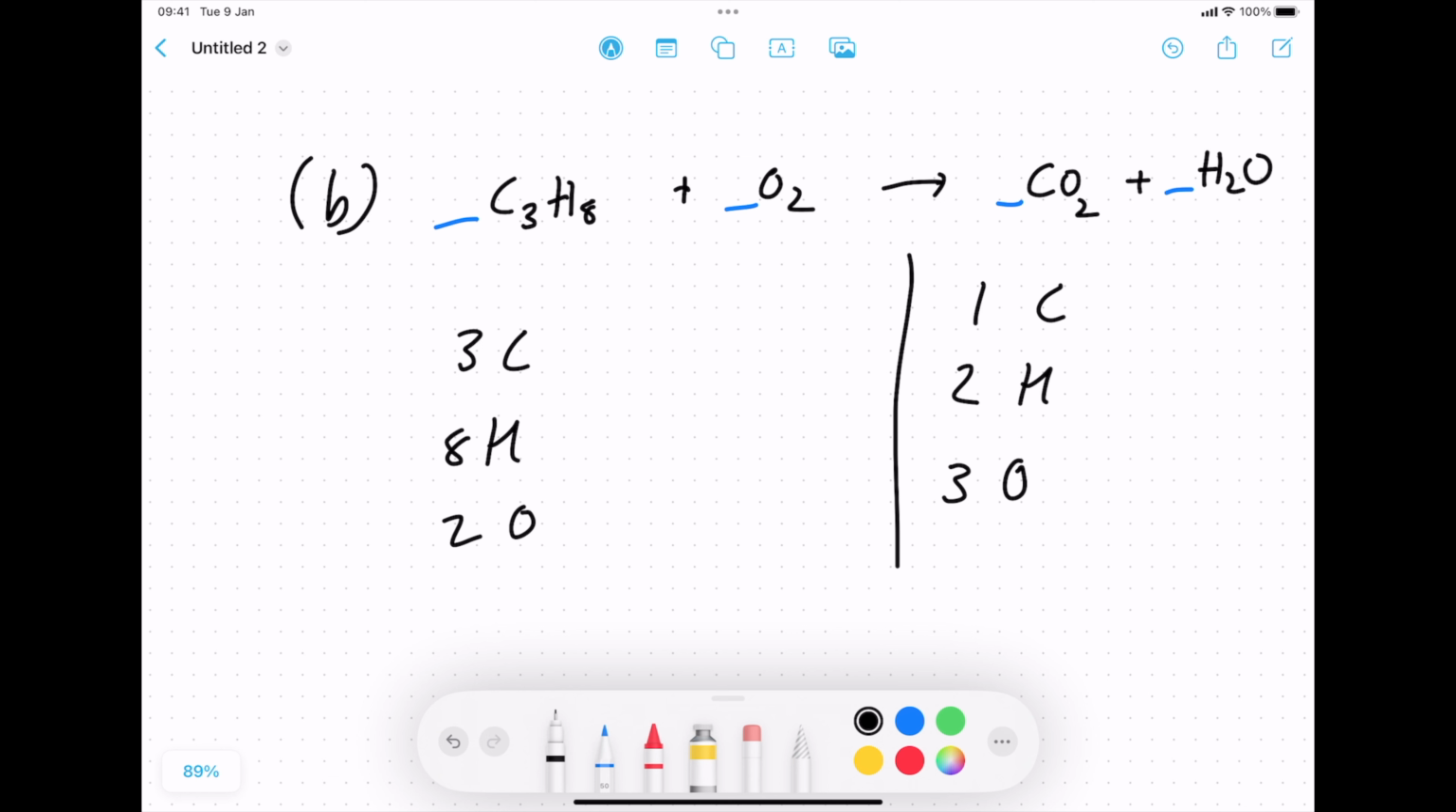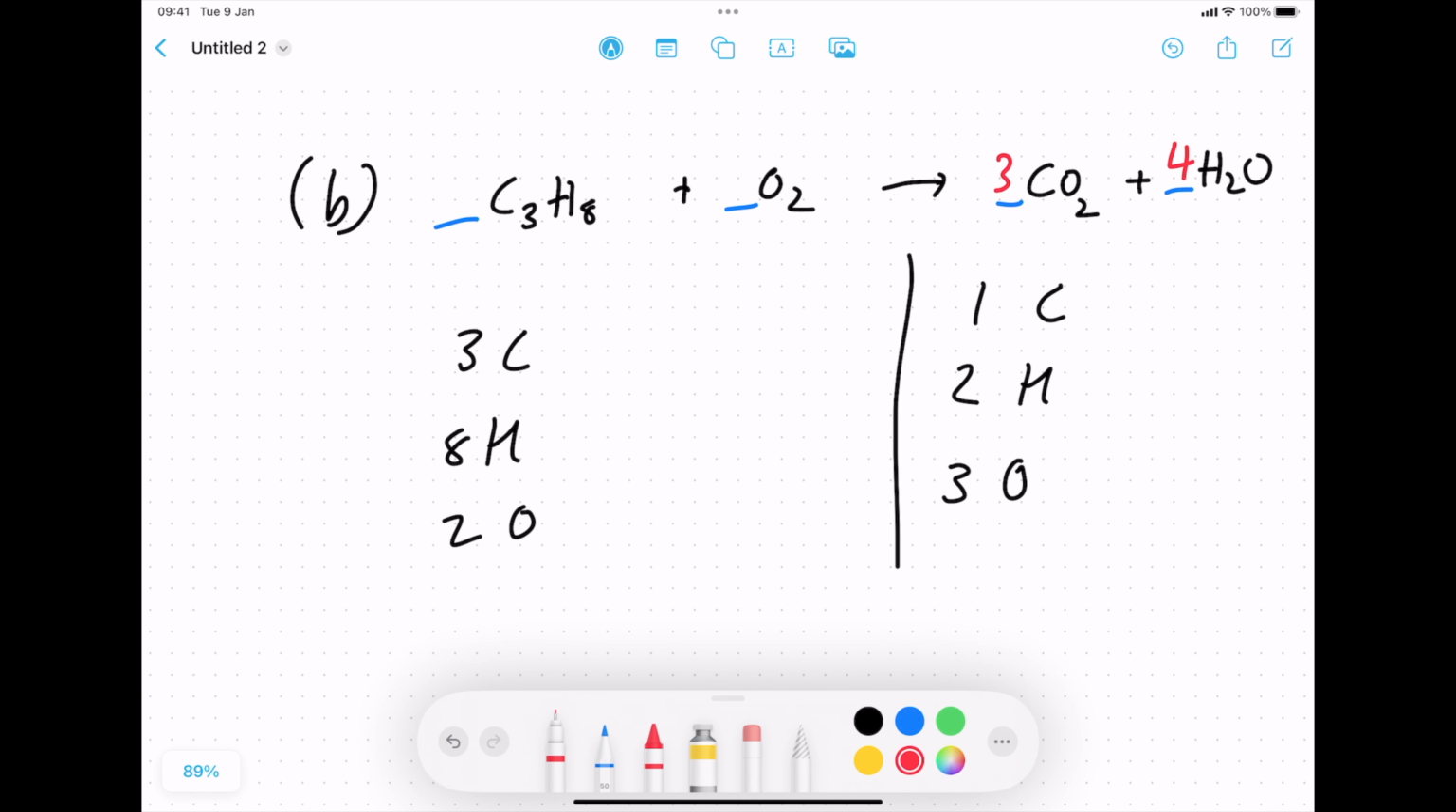So I'll start with the carbons. As you can see, there are 3 carbons on the left and there is only 1 on the right. So I put a 3. There are 8 hydrogens on the left and there are only 2 on the right. So I put a 4.